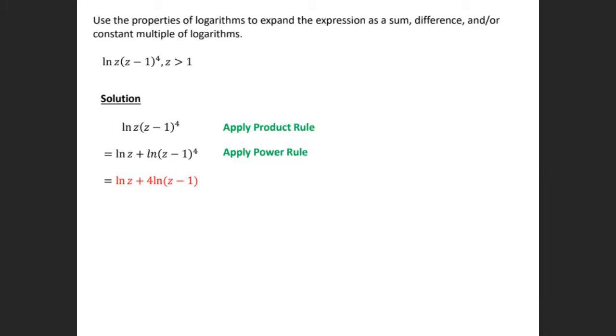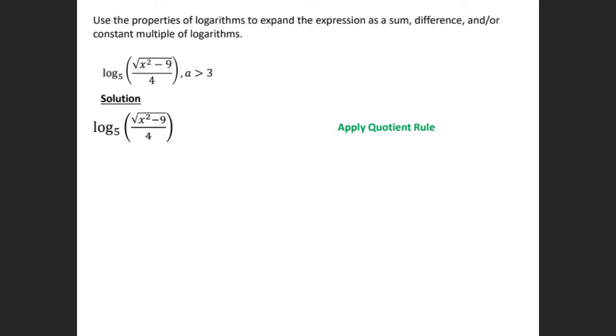Then apply my power rule. Oh, there it is. Now it appeared. We missed it on one of the slides. All right, so we have natural log of z plus 4 times the natural log of z minus 1. And I'm done. I cannot go any further. I expanded. I went from 1 log to, on this particular one, 2 logs. And again, we want to get rid of all of our exponents because the problem says constant multiples of logarithms, okay? All right, I like this one.